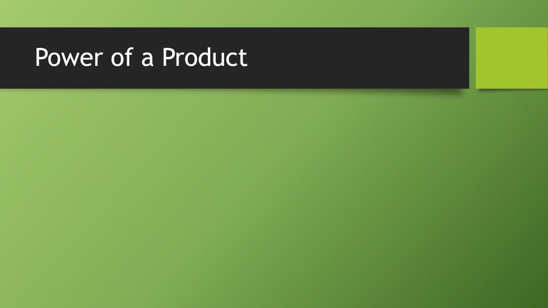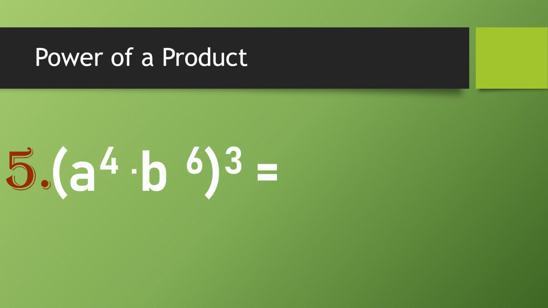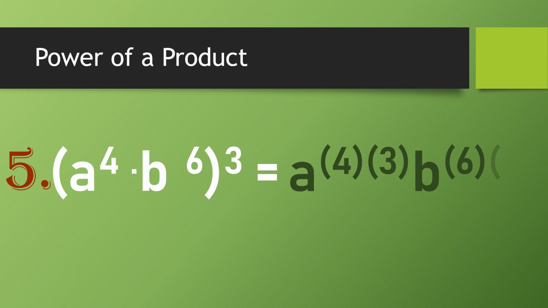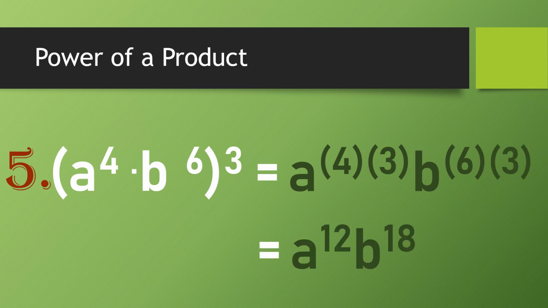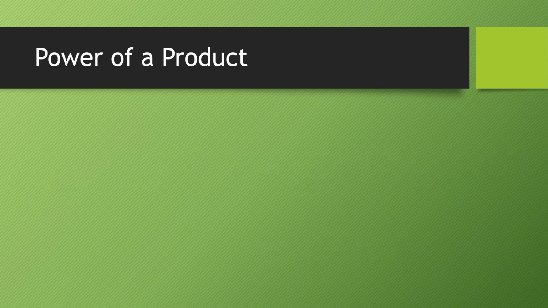Next is the power of a product. Example is quantity a to the 4th power times b to the 6th power, all raised to the 3rd power. You just simply multiply each exponent by the outside exponent. So that will become a to the 12th power, b to the 18th power.